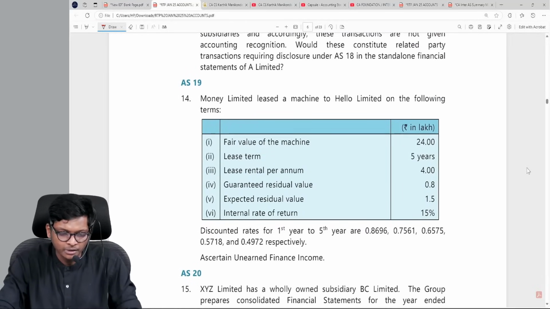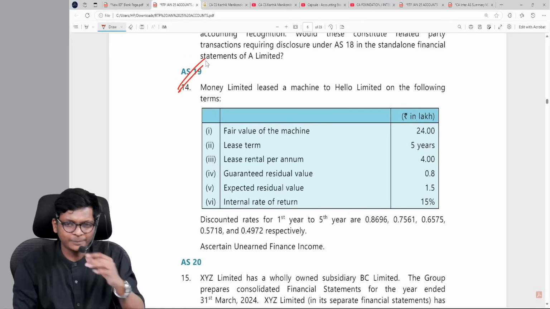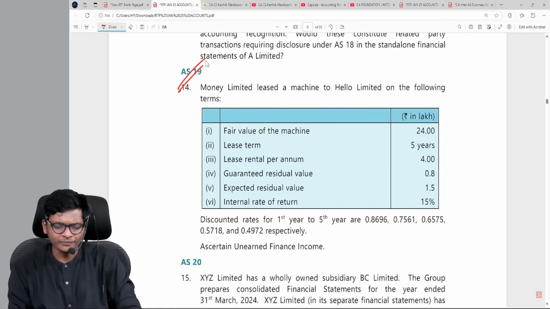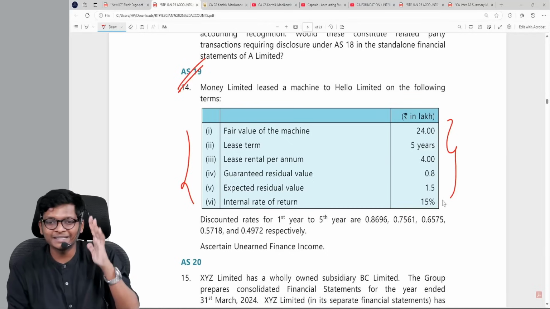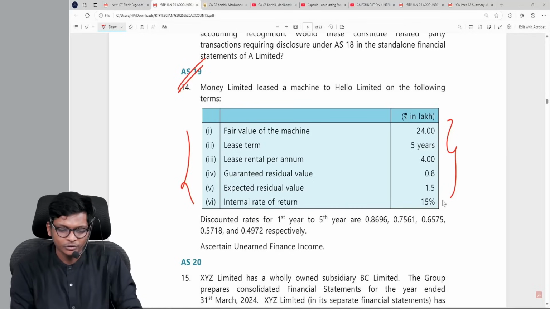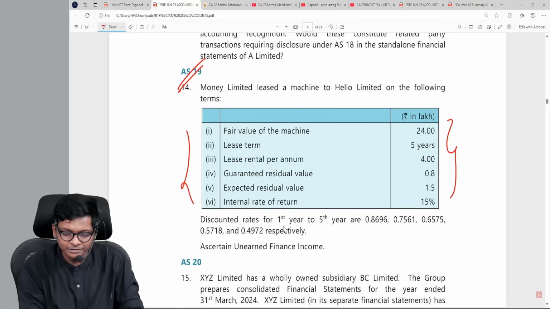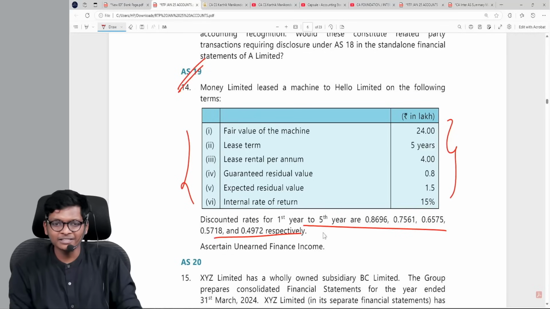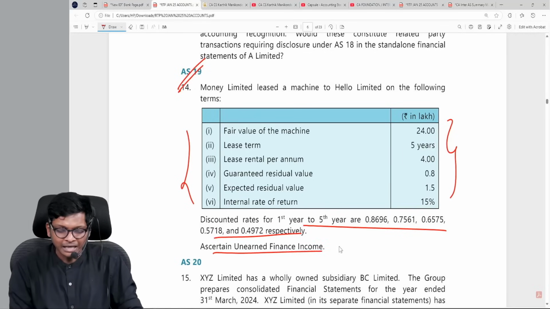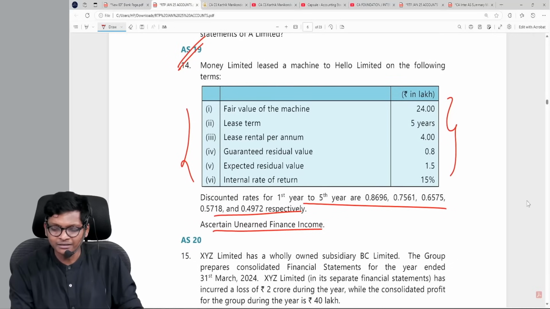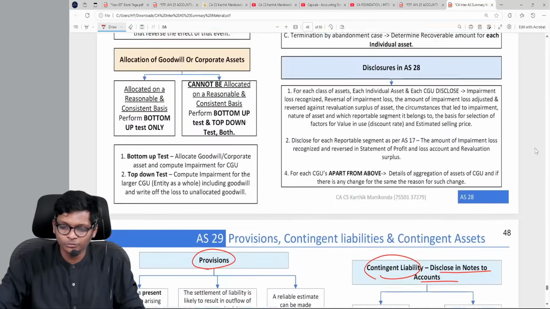New question. Let's do 19. Some repetitive questions. AS19, lease. They have given some data. I have seen this dabba many times in many classes. Okay, fair value, lease term, all of that. Discount rates also they have given. Whenever they give discount rate, you will use those discount rates. Ascertain unearned finance income. What is unearned finance income? You have a formula. I will go to our notes and show you.